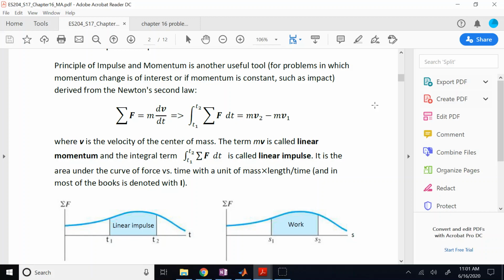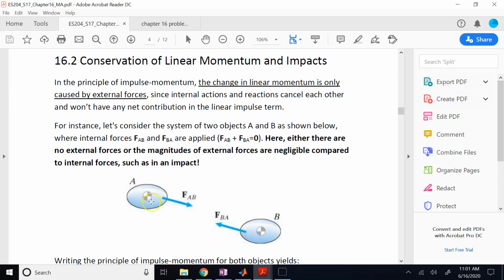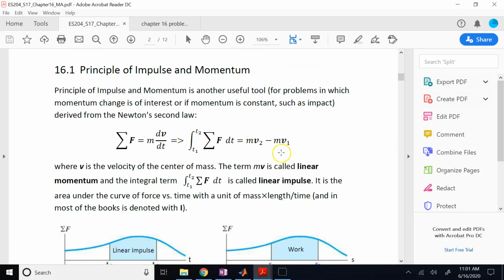So if we have more than one particle, what happens? Here, assume that we have two particles, particle A and particle B. In general, not only are there internal forces between these two particles, FAB and FBA, which are internal forces between the two particles, there could also be external forces applied to these particles from outside, right? And if we write this equation for each one of them and then add it together, what happens?